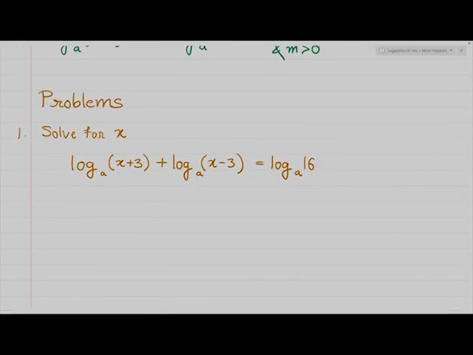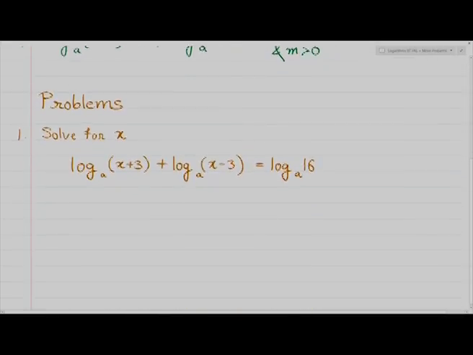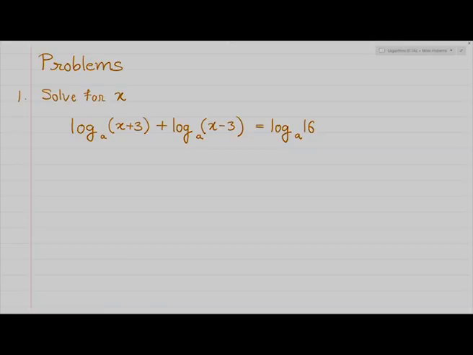If any one of the conditions is violated, then you cannot use the multiplication rule. Another important thing is that this multiplication law is with respect to the common base a. If the bases are different in the expression, then you cannot use the multiplication rule. So, here the base was a, so you can use the multiplication rule.